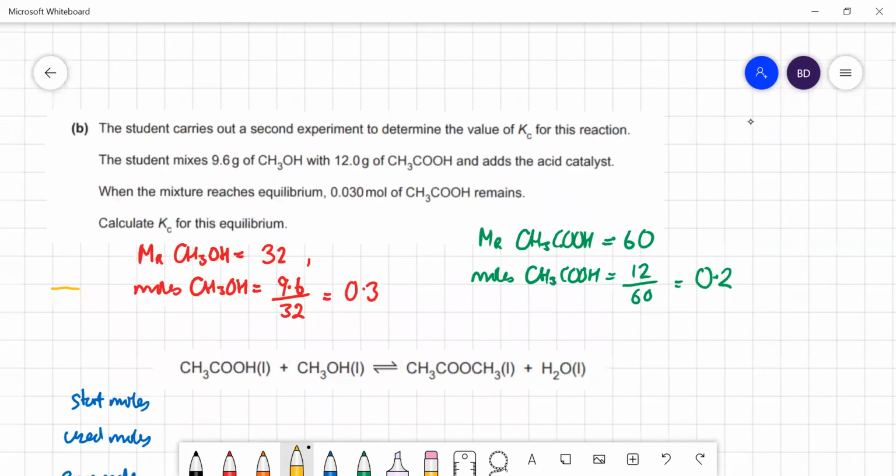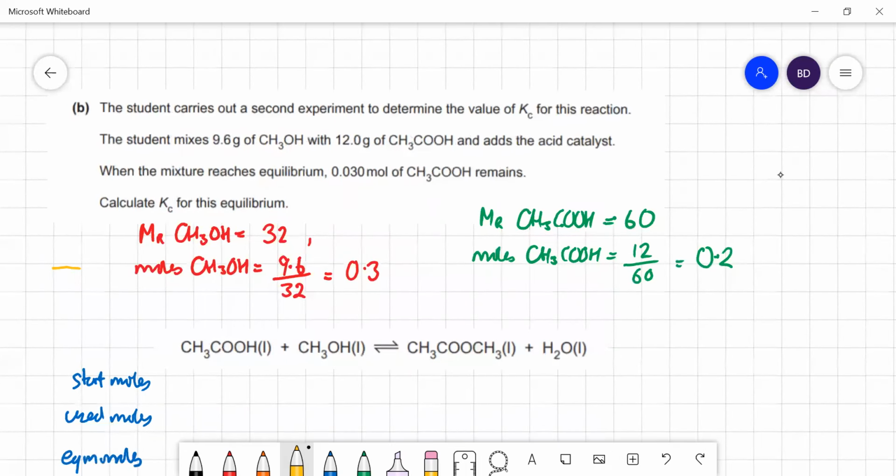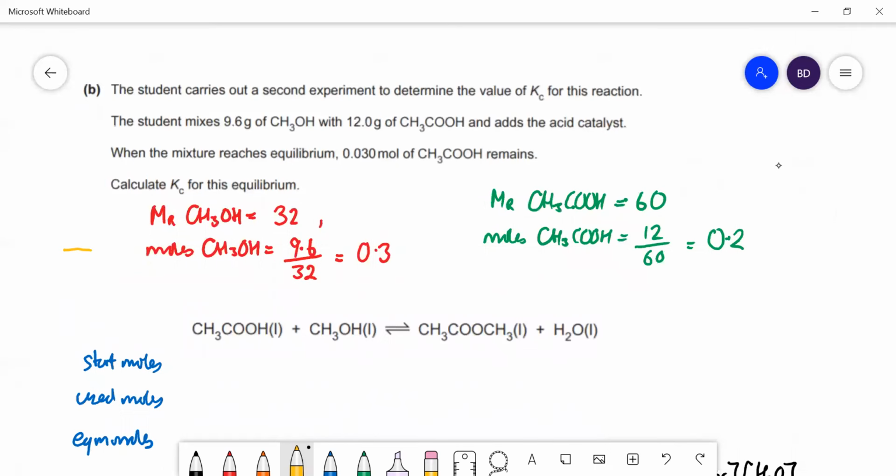Okay, then the student carries out a second experiment, this time looking at Kc, the equilibrium, rather than the rate of reaction. Okay, so it mixes 9.6 grams of methanol. We need to work out the number of moles of that, which I've done there. So that's 9.6 over the Mr, 32, that's 0.3 moles of methanol. And they mix that with 12 grams of ethanoic acid there. So that's moles over Mr again, to work out the number of moles, we've got 0.2 moles of ethanoic acid.